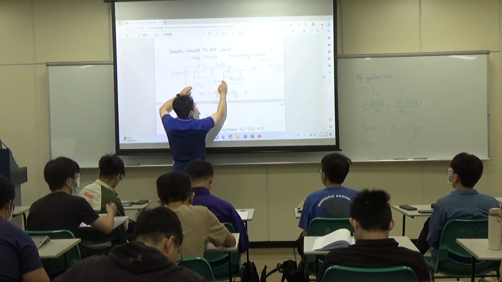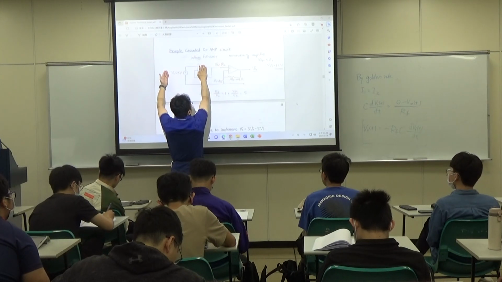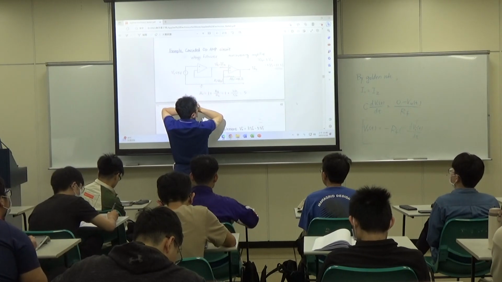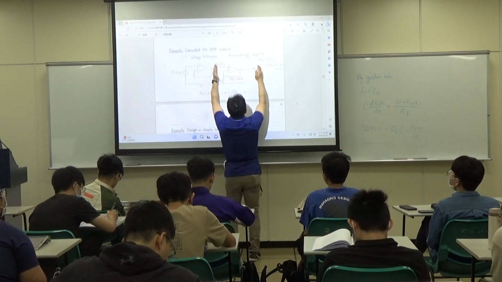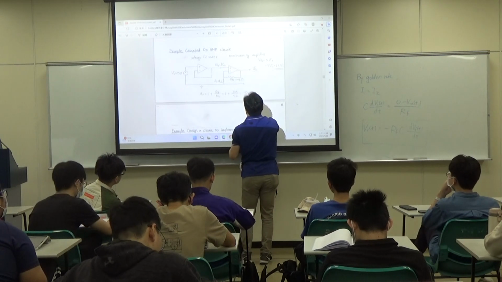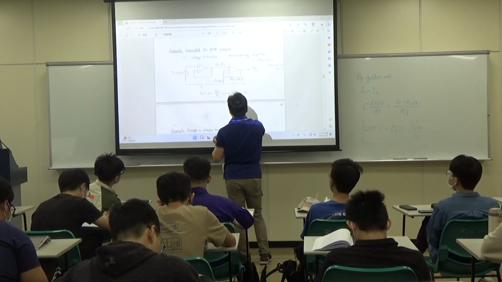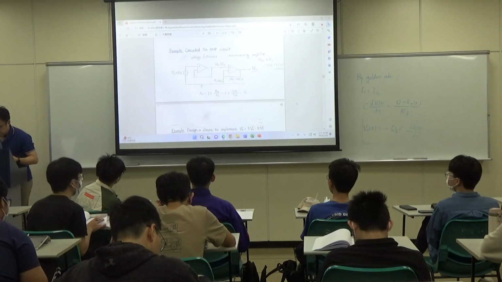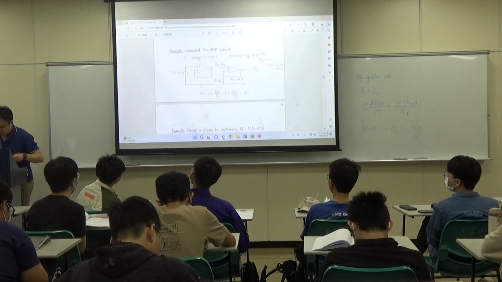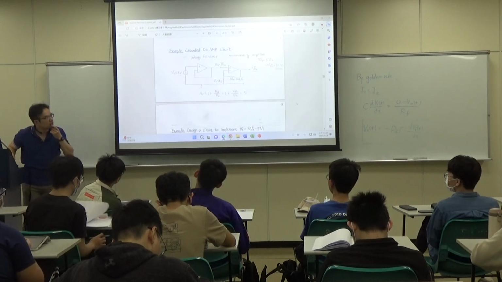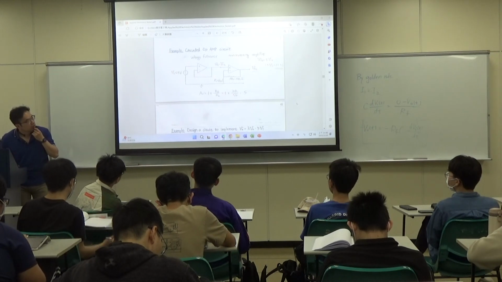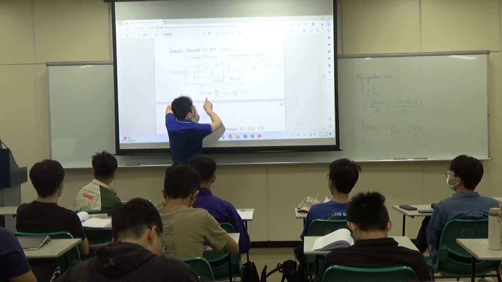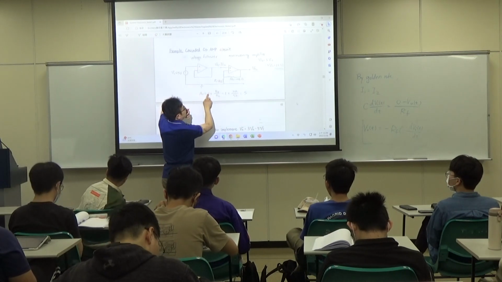Since they share the same ground, and once you know it's a buffer, or voltage follower, we know this is 2.5 volts. And here it is a non-inverting amplifier. Yes, it's a non-inverting amplifier. So this is the closed loop gain for a non-inverting amplifier.